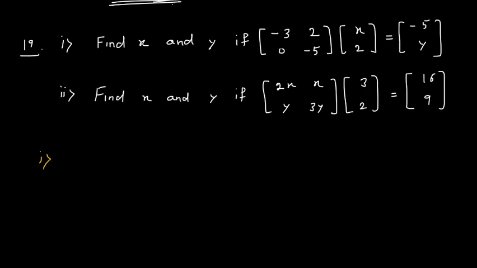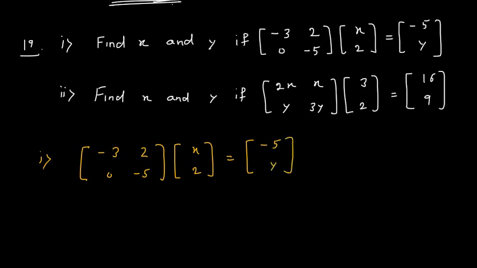What is given? It is given that the matrix with rows minus 3, 2 and 0, minus 5, when multiplied by x, 2, we get minus 5 and y. So therefore here we have minus 3 into x, that is minus 3x, then 2 into 2 is 4, then here 0 into x is 0 and minus 5 into 2 is minus 10, and on the right hand side we have minus 5 and y.